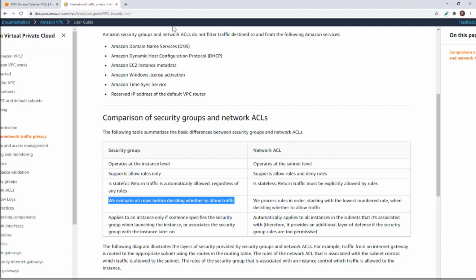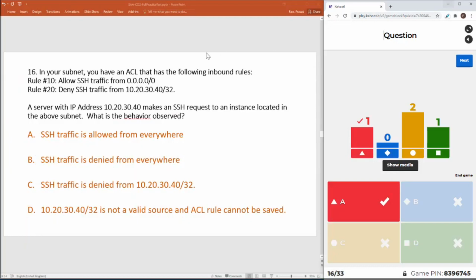Because the question is about NACLs, it's going to go from the lowest order, and the first rule says allow SSH from any IP. So even if you have a deny after that, it doesn't matter, because it says for any IP, allow it.